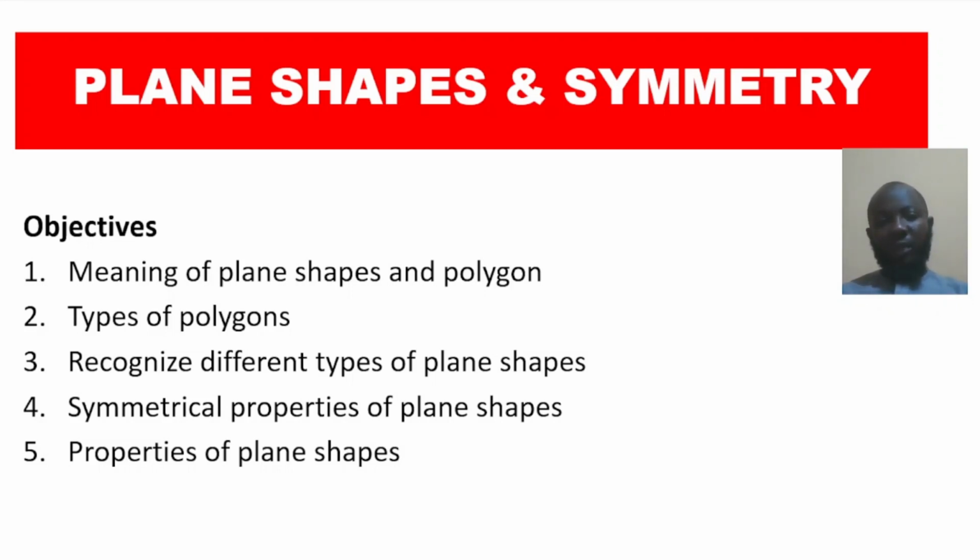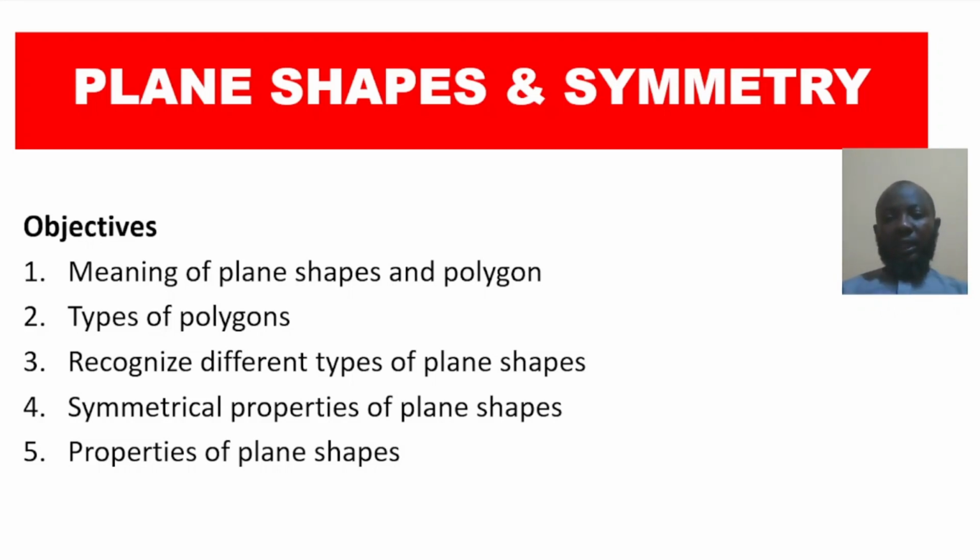So we look at the meaning of plane shapes and polygon. Then we look at types of polygon. We also look at how to recognize different types of plane shapes. So recognition of plane shapes is also there. Then we look at the symmetrical properties of plane shapes. And the last one will be properties of plane shapes. We'll be looking at them one by one and looking at their properties and their features or characteristics that make them different and what makes them common. So those are the things we'll be looking at in this video.